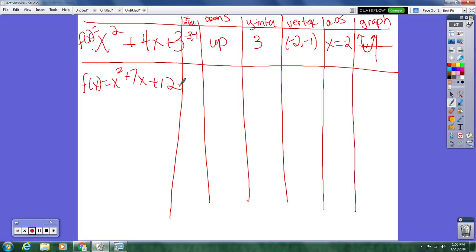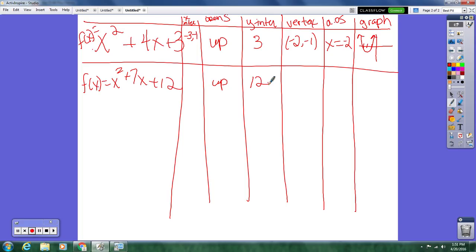Do we know which way it opens? It opens up because that number right there is opposite the number on the x squared. So I know it opens up. Where does it cross the y-axis? 12. That last number crosses that.